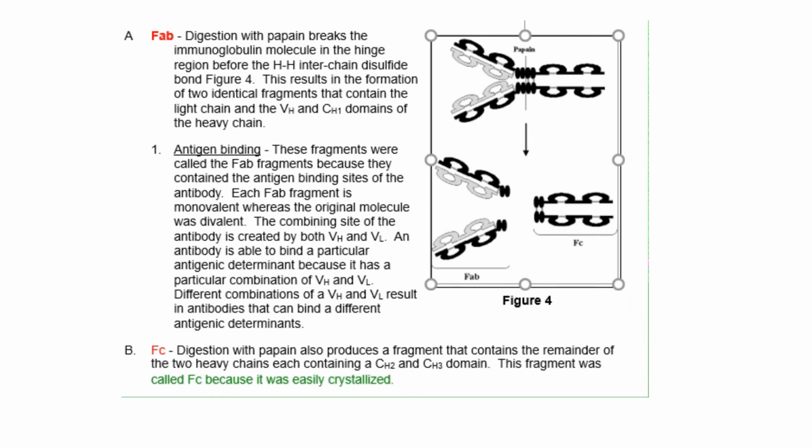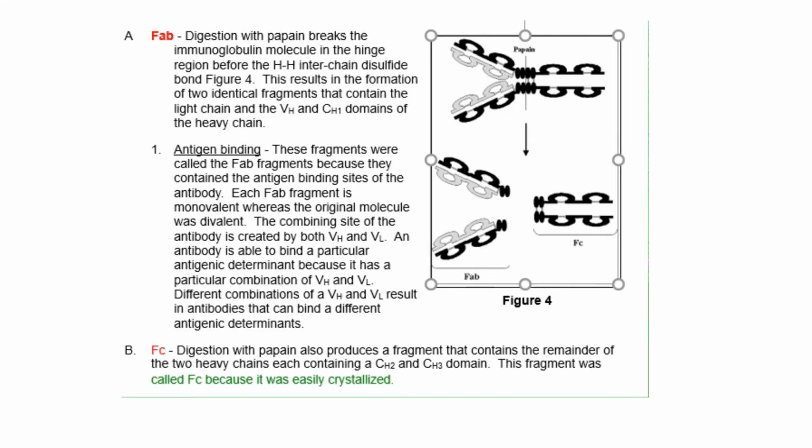These fragments were called the Fab fragment, meaning fragment antigen binding, because they contain the antigen binding site of the antibody. Each Fab fragment is monovalent, whereas the original molecule was divalent. The combining site of the antibody is created by both the variable heavy and variable light regions. An antibody is able to bind a particular antigenic determinant because it has a particular combination of variable heavy and light. Different combinations of variable heavy and variable light result in antibodies that bind to different antigenic determinants.